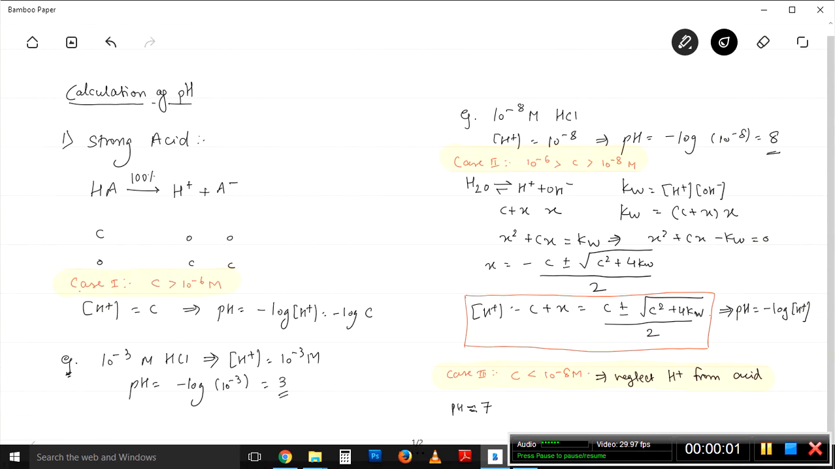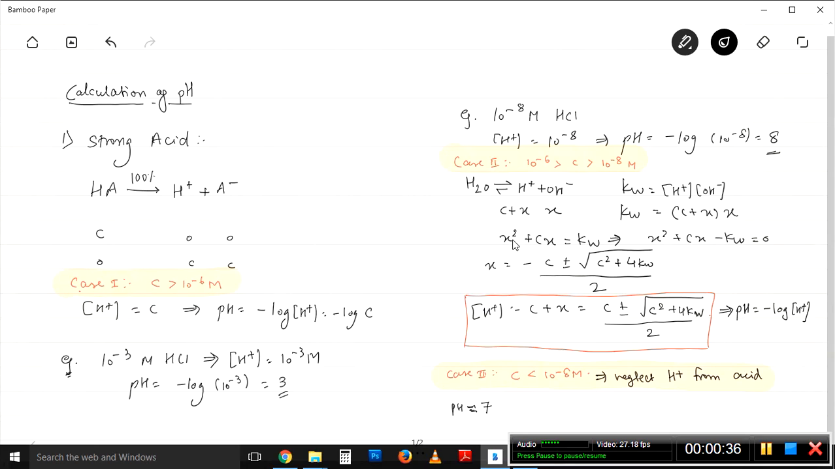So as I was saying, H+ from both water as well as H+ from acid has to be considered. So now in your case, H2O will dissociate into H+ and OH-. Now let's say X is the amount of H+ and OH- that is coming from water. So total H+ that you will get is C plus X. Now as we know, Kw is nothing but product of concentration of H+ and OH-. So in this case, Kw will become (C plus X) times X.